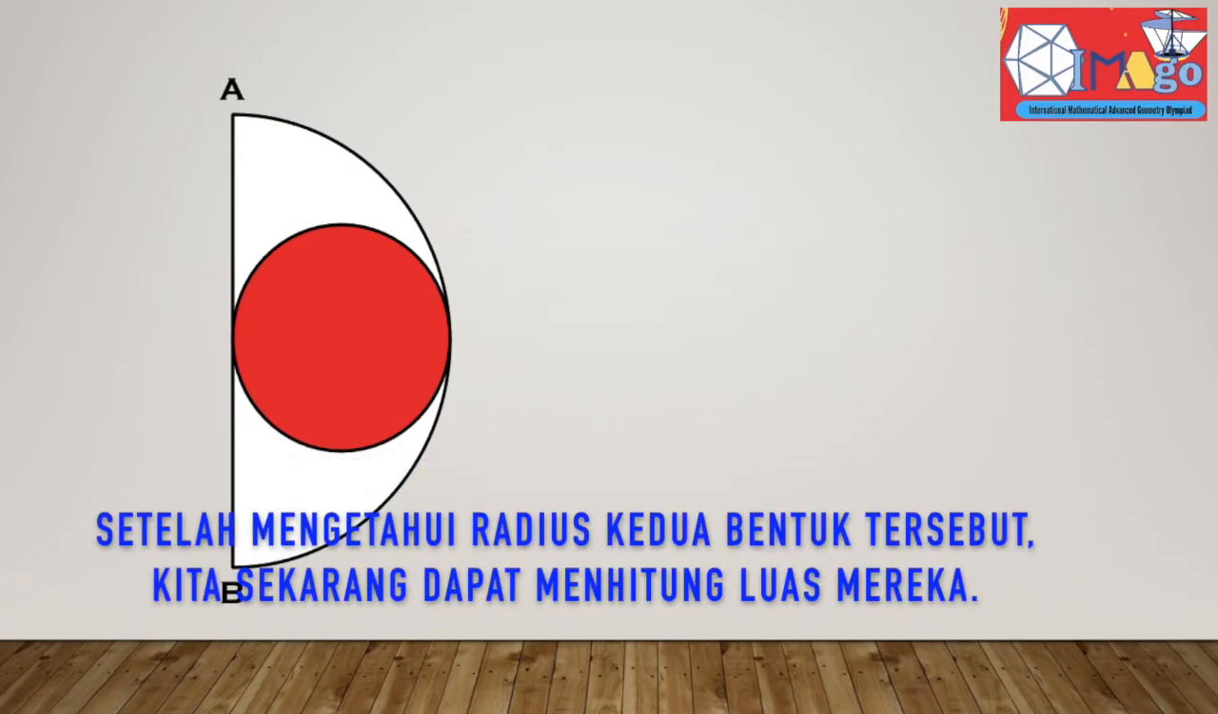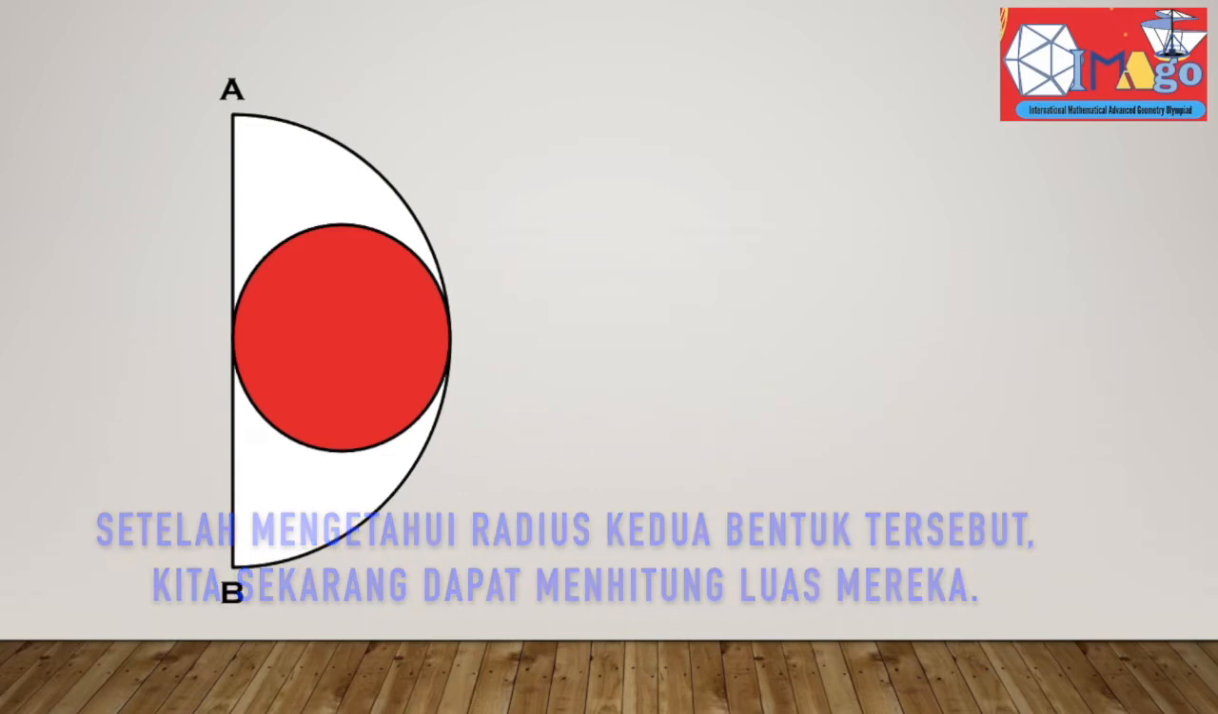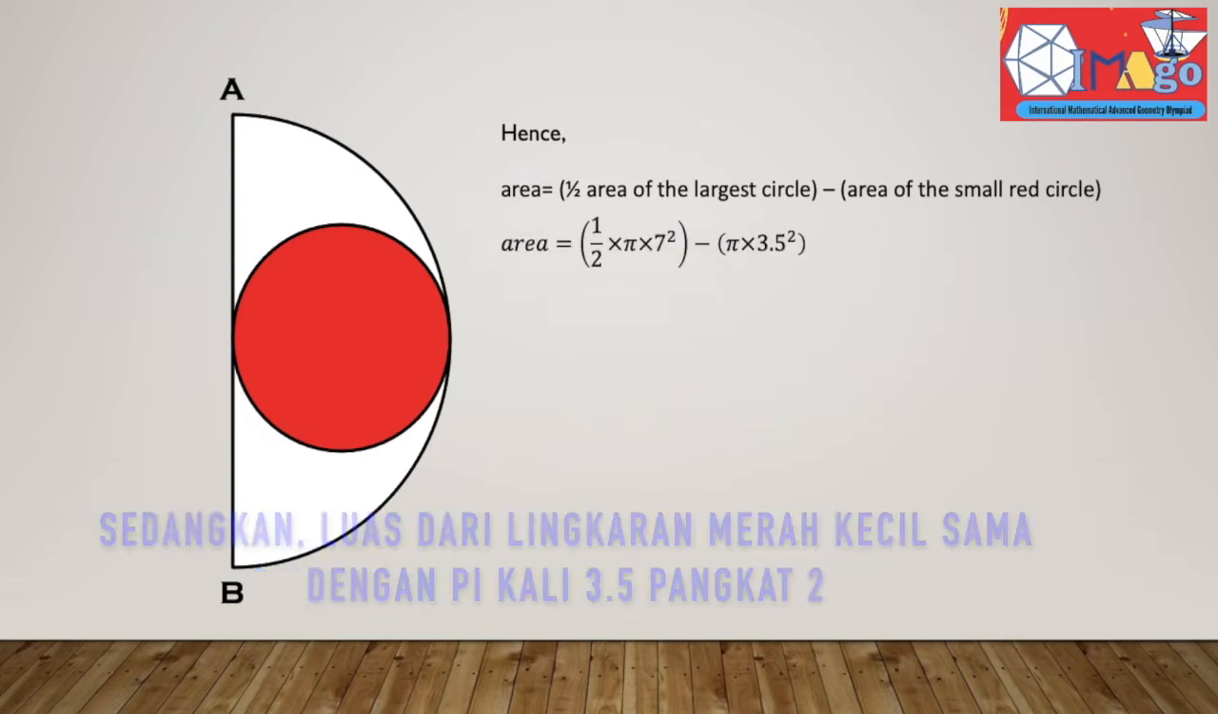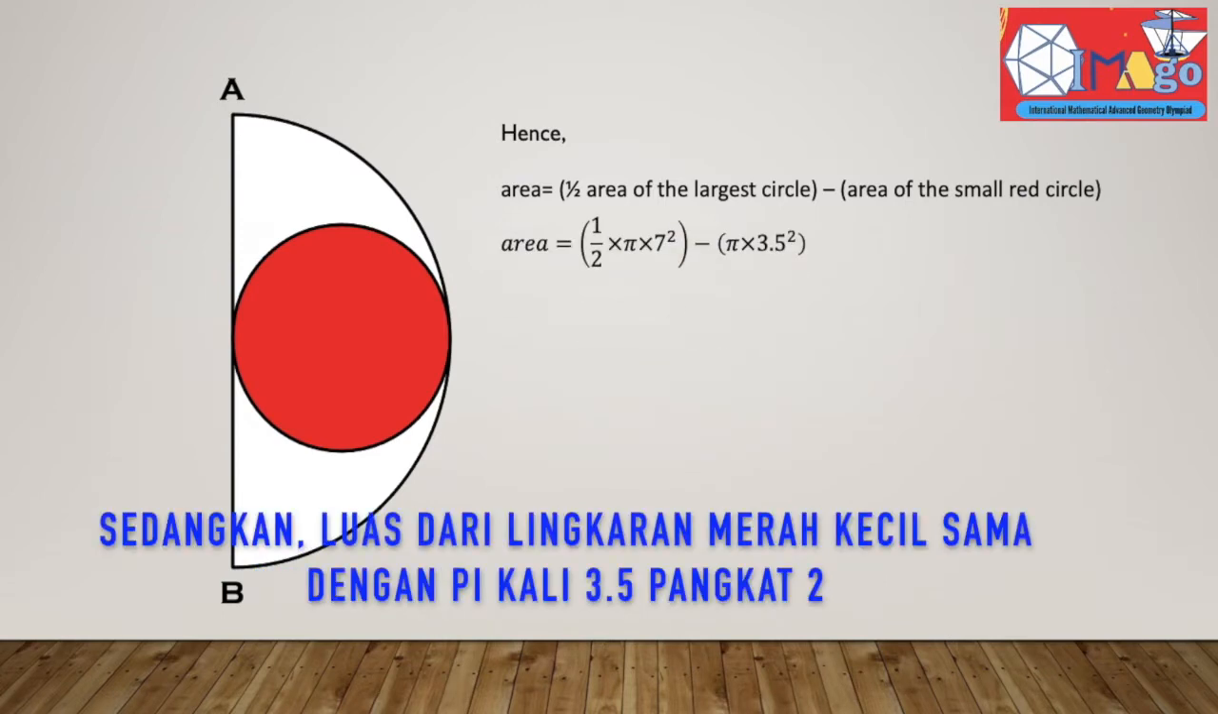Since we found the radius of both shapes, we can now find their area. The area of the semicircle is half times pi times 7 to the power of 2, while the area of the small red circle is pi times 3.5 to the power of 2.